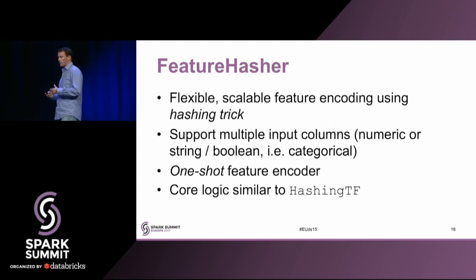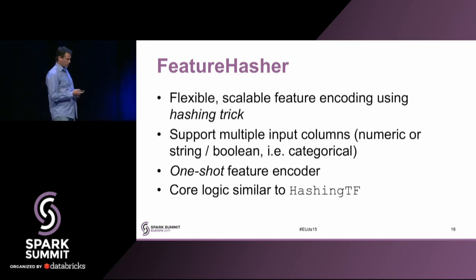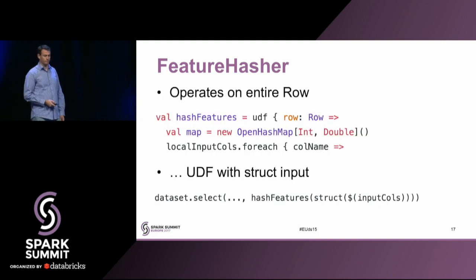And unlike a lot of the feature encoders that live in Spark at the moment, in particular string indexing followed by one-hot encoding, which is the typical approach for categorical features, this is a one-shot feature encoder, so it can operate on multiple columns at a time and effectively coalesce them all into one feature vector. So it's both encoding and vectorization in one shot and in one pass.